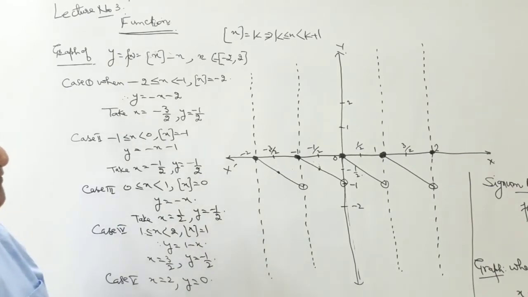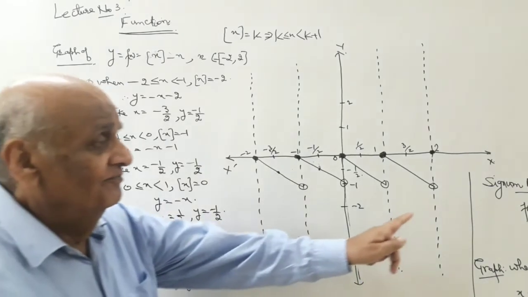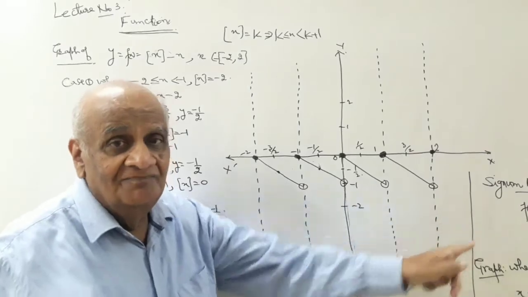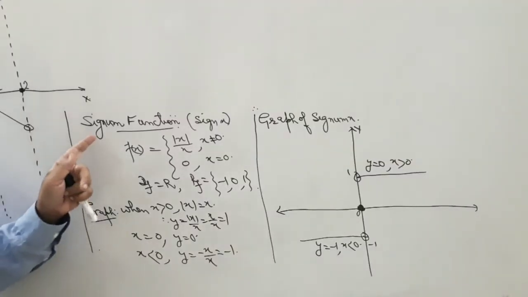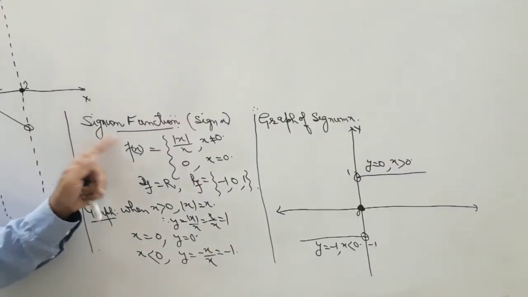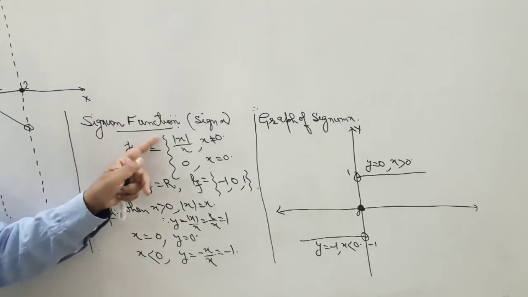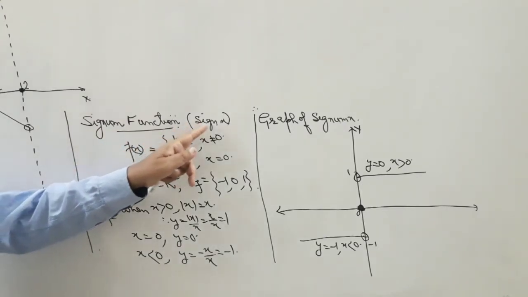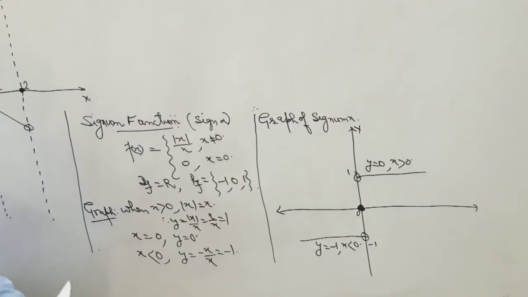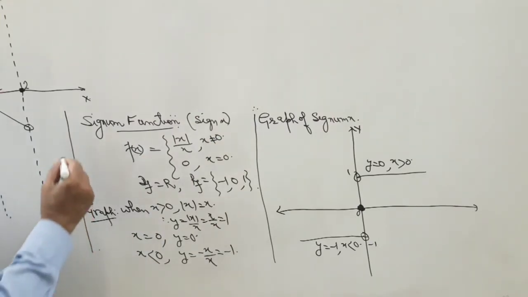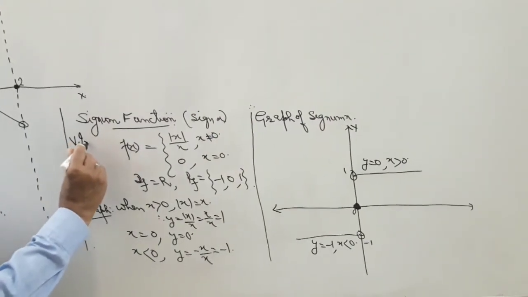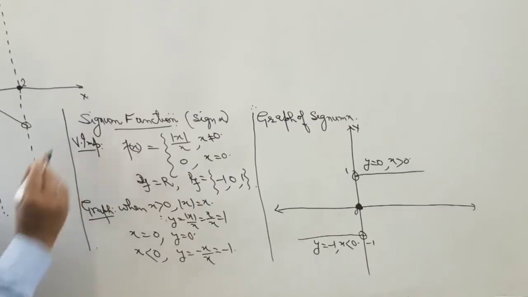Now, one more function is there before us. Yes, the second important function for today is the signum function. I write it as signum x, a very important type of function for calculus. This is a very important case, the signum function.